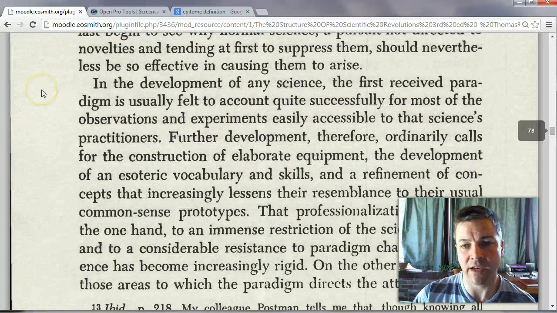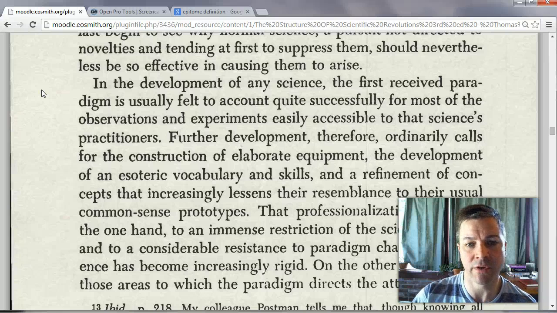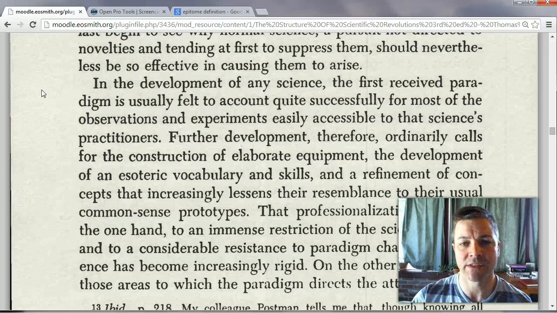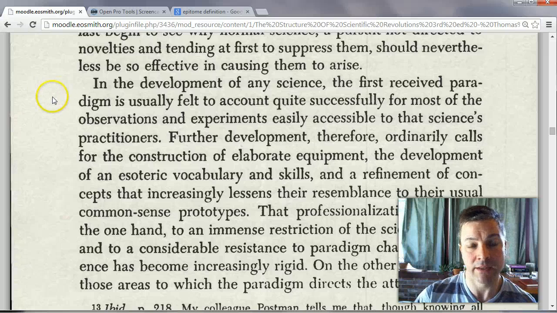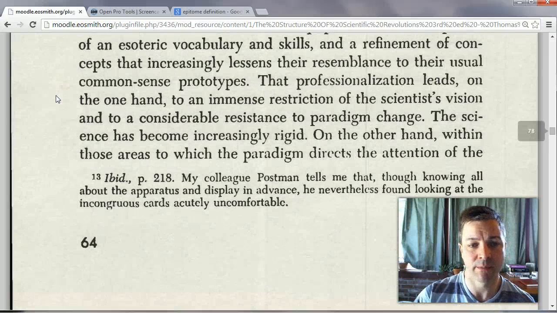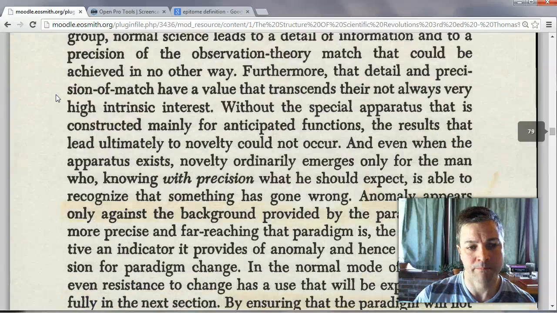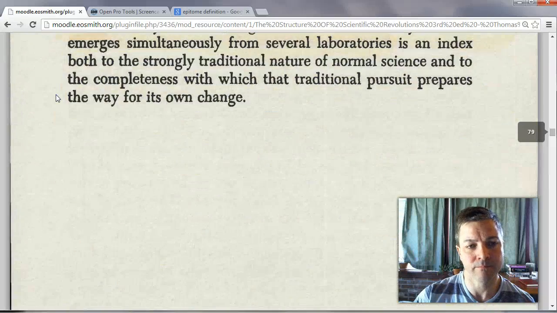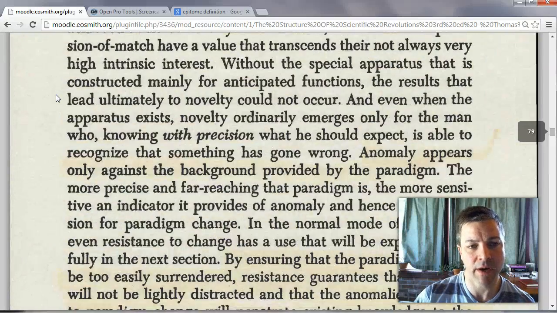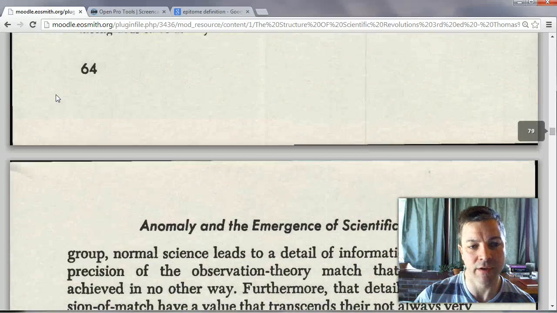In the development of any science, the first received paradigm is usually felt to account quite successfully for most of the observations and experiments easily accessible to that science's practitioners. Okay, so he's talking now about the paradigm, the original worldview, is felt to account quite successfully, at least during the period of normal science. Ooh, and we are to the last paragraph, so let's go ahead and read this whole thing.